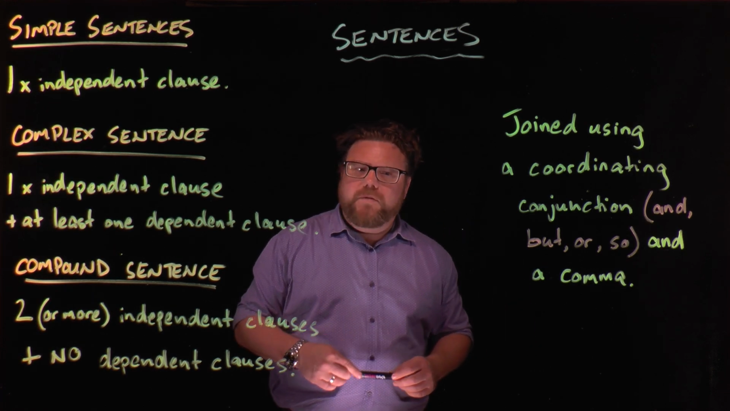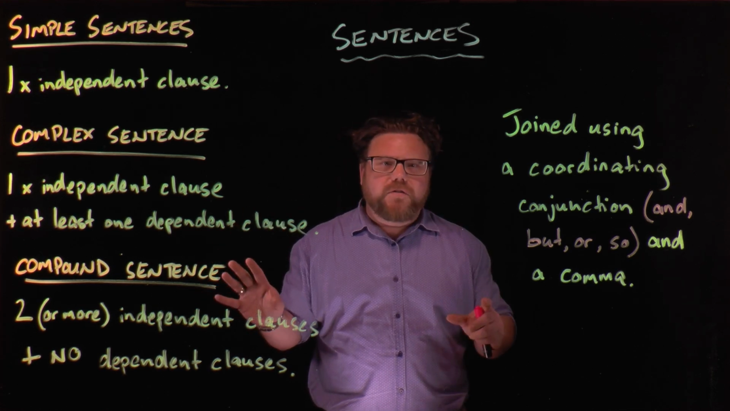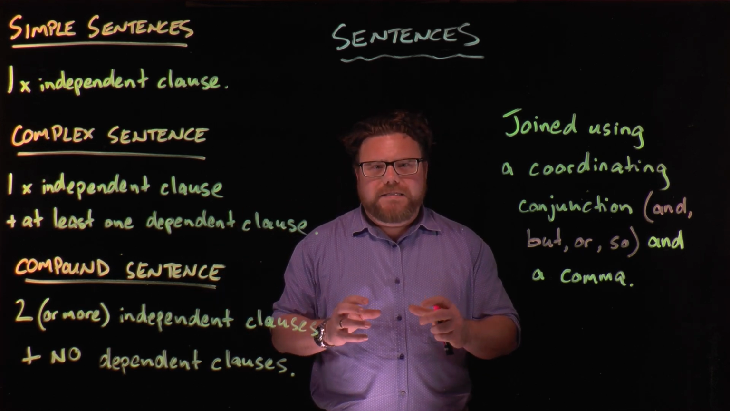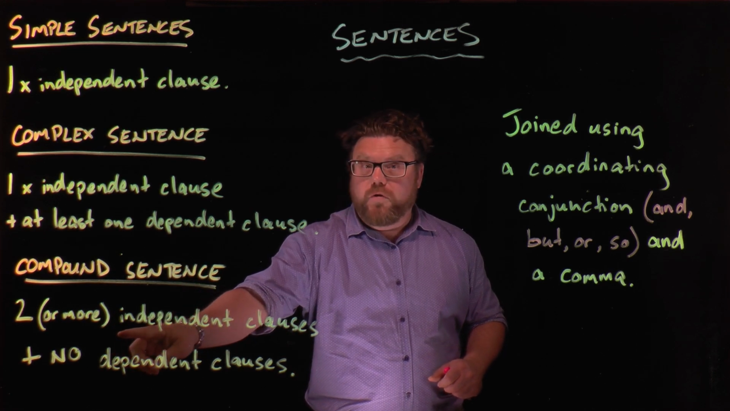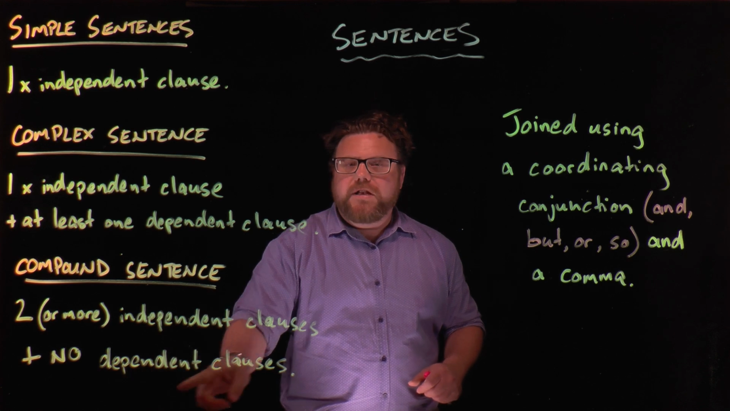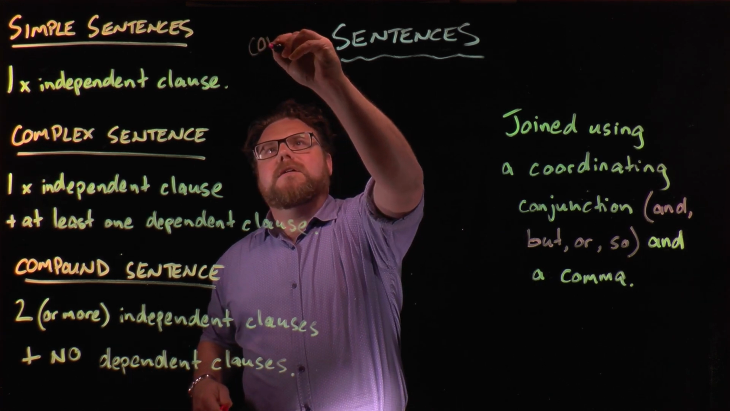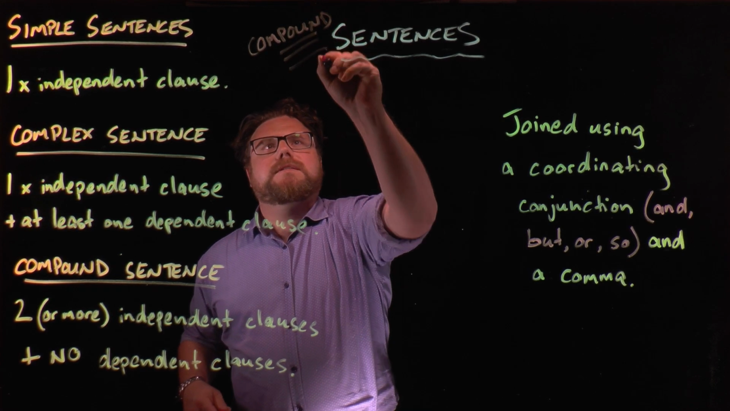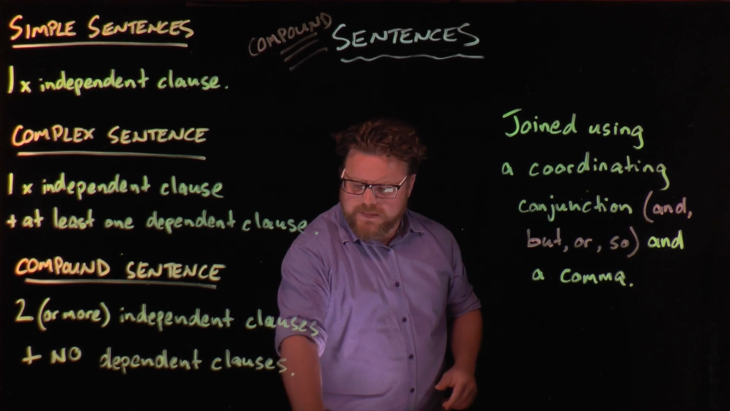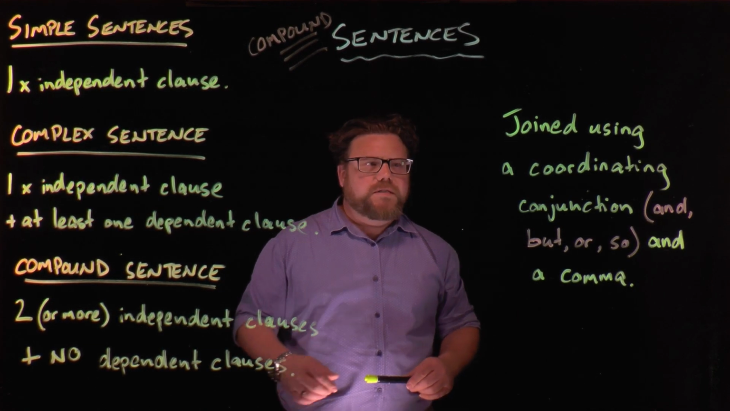But what about if we've got two independent clauses that could both stand alone in the one sentence? Well, this is what we call a compound sentence. Two or more independent clauses and no dependent clauses. So today's lesson is about compound sentences. So compound sentences are two or more independent clauses and no dependent clauses.